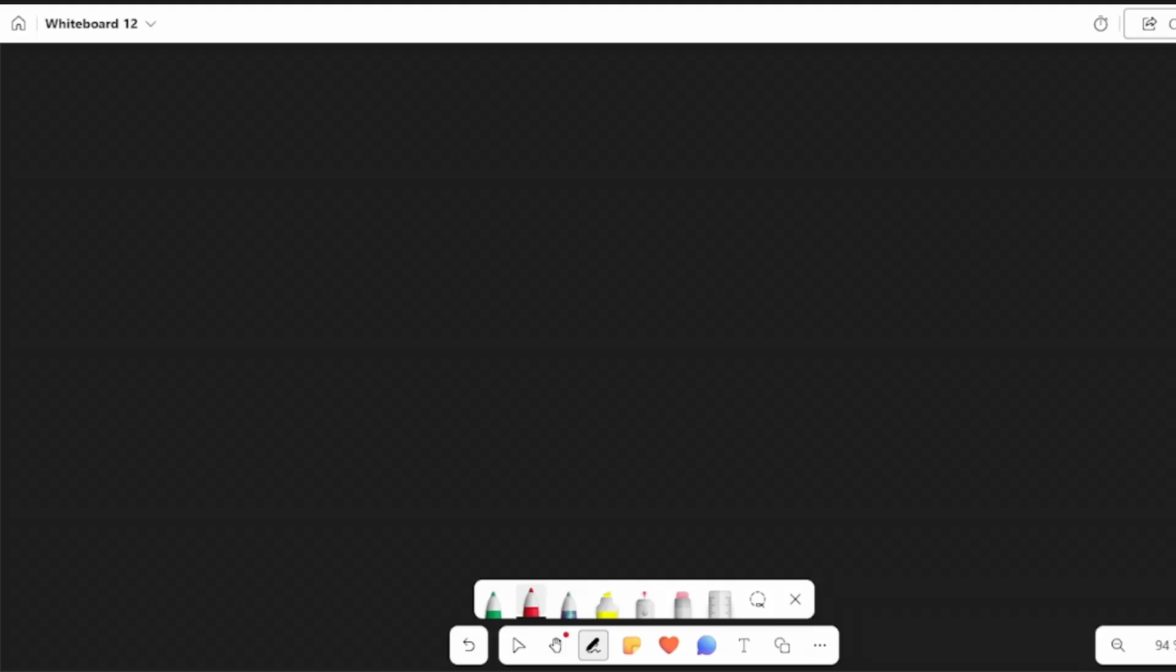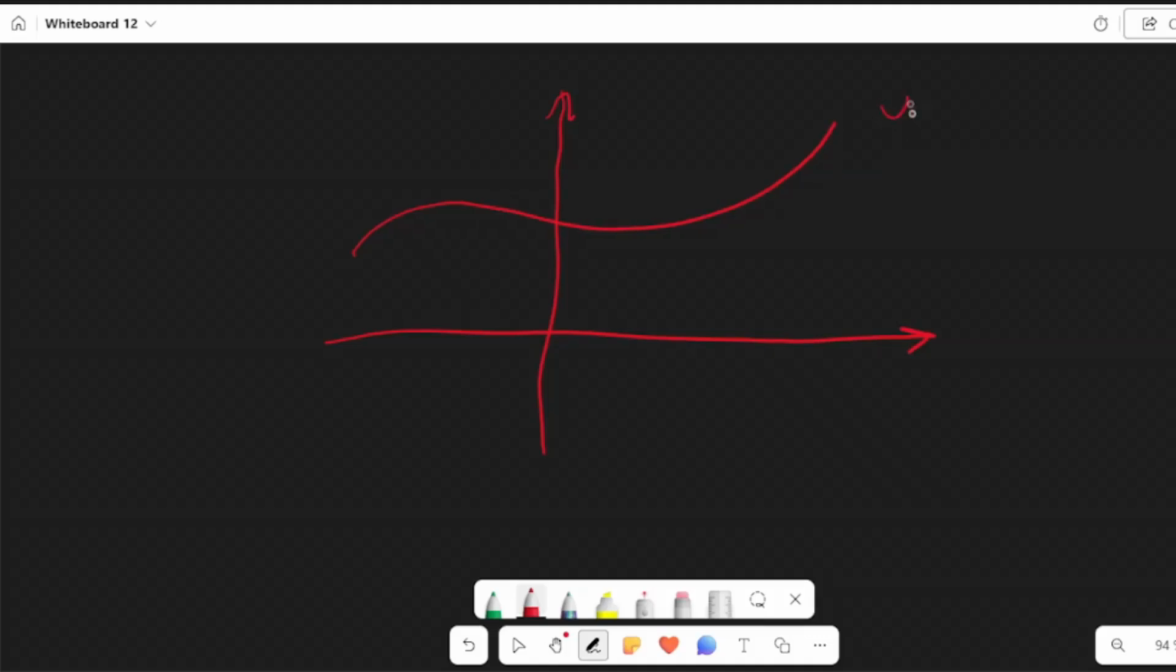Hello everyone. In this video I'll be covering a little bit about derivation rules, but in order to start out we need to of course know what a derivative is. To demonstrate, I'm just going to draw a graph over here which we'll call y equals f of x. It's going to be the graph of our function f of x.